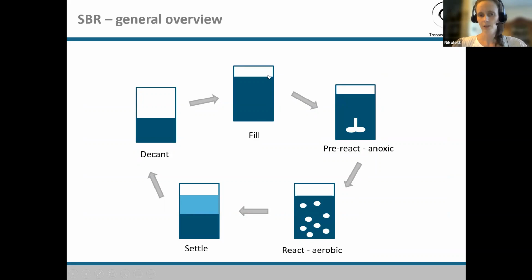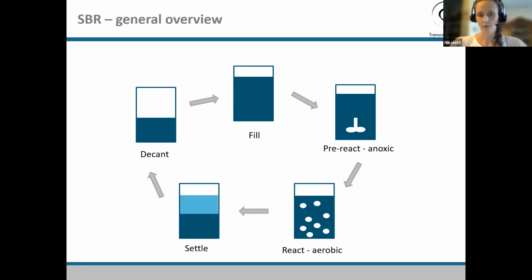First, the fill cycle part is happening. We are filling up the tanks. If it is necessary because of the TN limits, an extra pre-react time is defined by the tool, so an extra anoxic time can be added here. After that, the aerobic part is coming, when the aeration system starts to push some oxygen into the system.